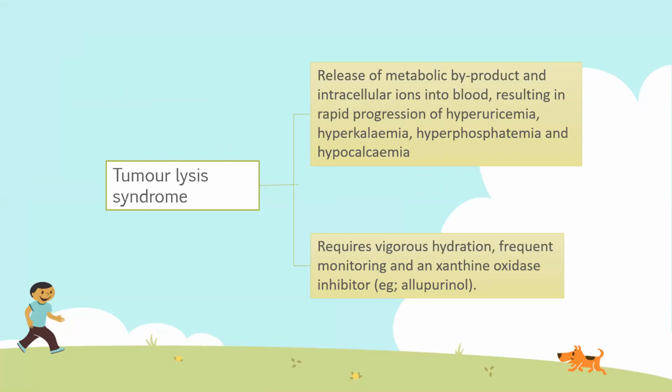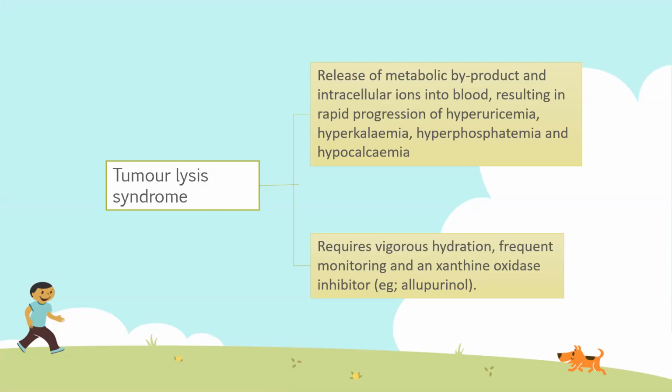So if tumor lysis syndrome happens, it requires vigorous intravenous fluid administration, frequent monitoring, and administration of allopurinol, which is a xanthine oxidase inhibitor, to prevent or correct the high uric acid in the blood.